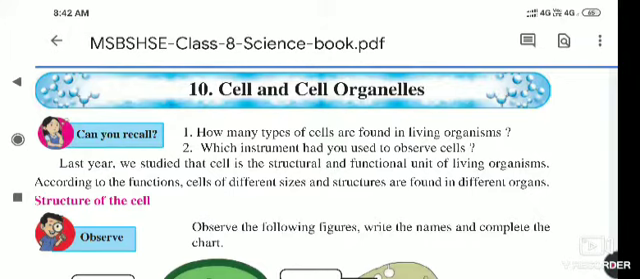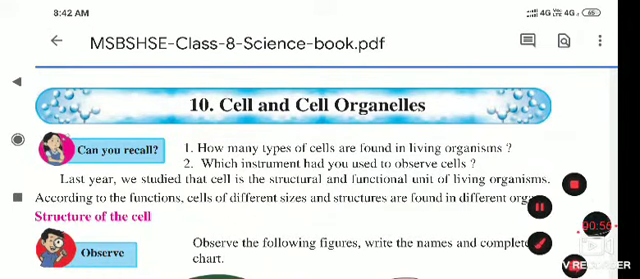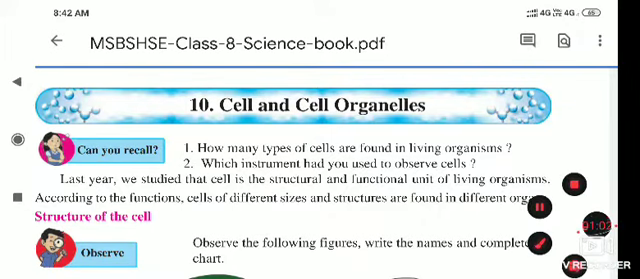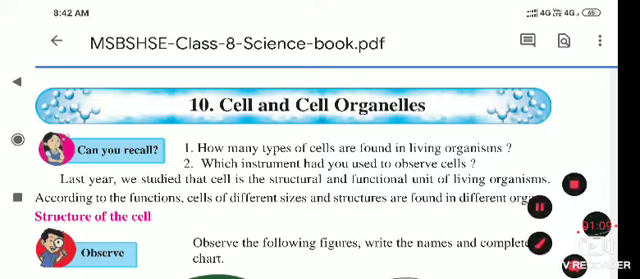Some organisms like Euglena and amoeba have a single-cell body, so all the functions of their bodies, that is digestion, respiration, reproduction, take place inside one cell only. So the cell is very important. To understand the structure of the cell and the cell organelles, meaning what is present inside the cell's body, we have to study this lesson, the cell and cell organelles.